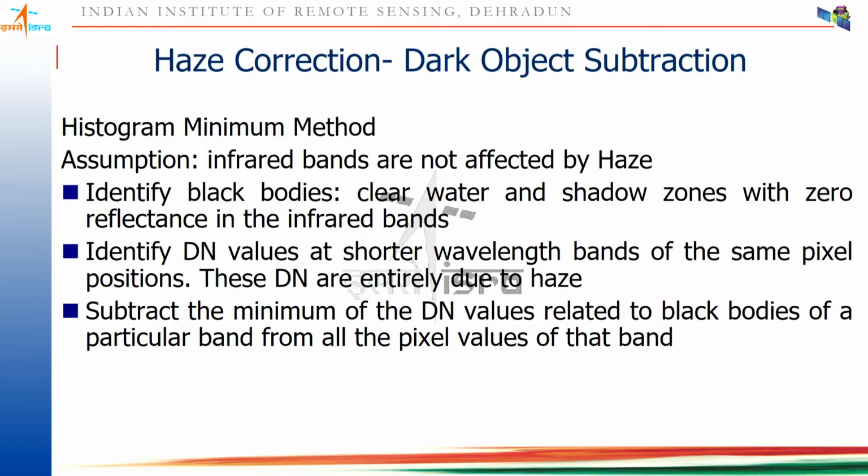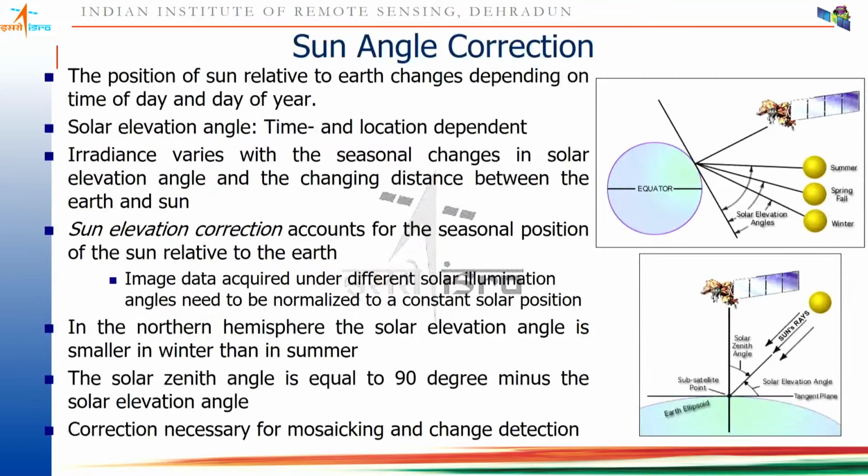So this is histogram minimum method. Conversely, you can also identify certain objects in the image which should not reflect any DN value in the infrared band. Like, for example, clear water and shadow zones should have no reflectance in the infrared band. So if there is any small reflectance in those areas, it is assumed to be due to haze, and that value is subtracted from all DN values of the bands, and this is called dark object subtraction.